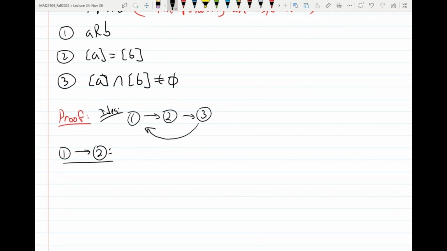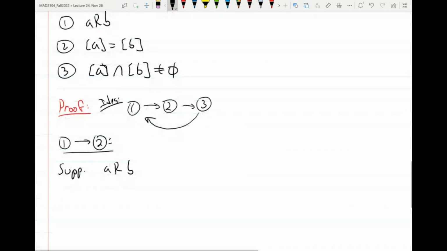Assume P, prove Q. So what's our P in this case? Statement number 1. What's statement number 1? That A is related to B. So suppose that A is related to B, right? Then our job is to show that the class of A is the same as the class of B, right? That's what we want to argue.